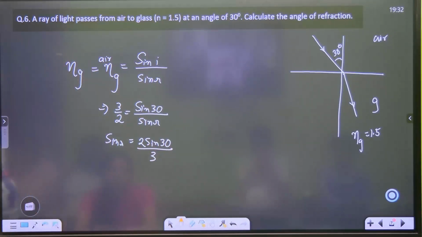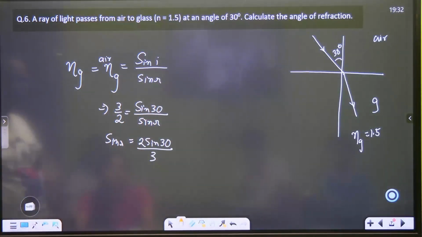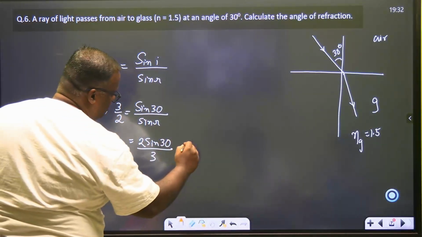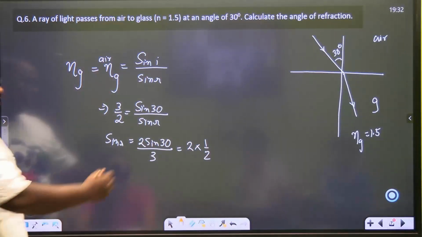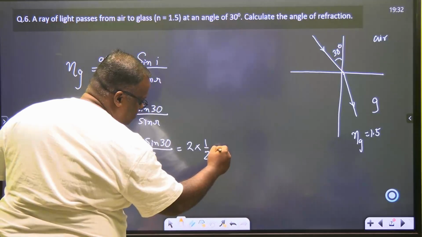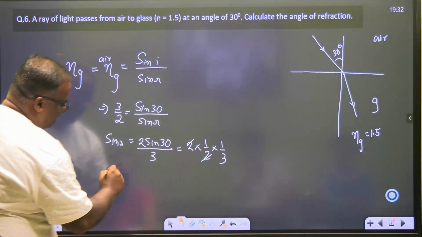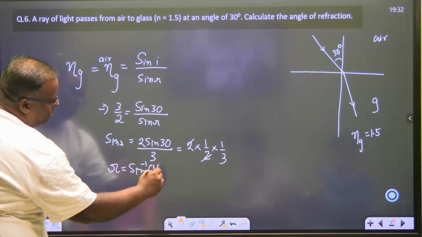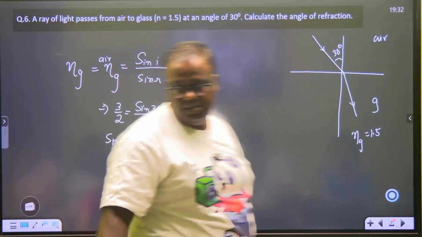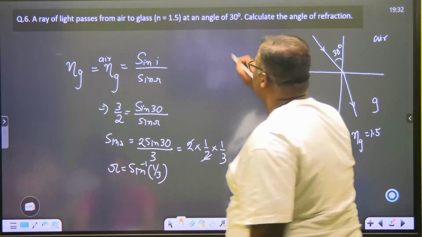Did all of you understand this calculation? 2 sine 30 divided by 3. 3 sine r is equal to 2 sine 30, right? Sine 30 is how much? Half. And this is divided by 3, which means multiplied by 1/3. That means r should be equal to sine inverse of 1/3. We can't calculate further than that. We don't have a calculator.